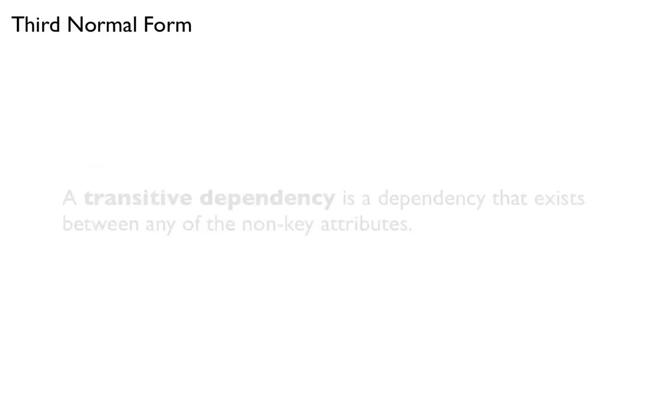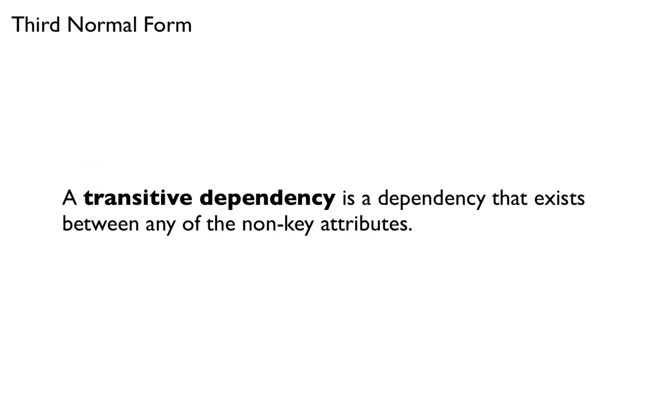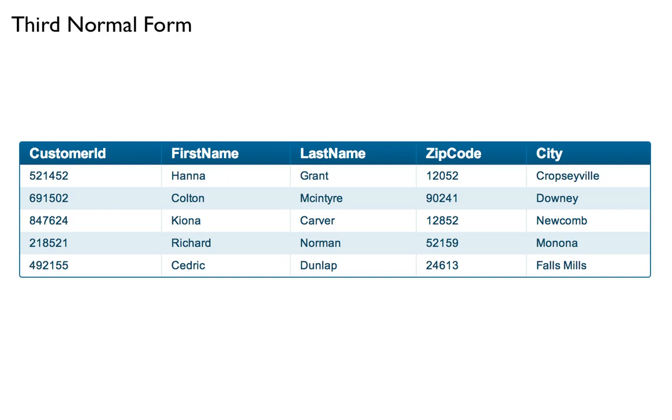So again, you might be asking, well, what is a transitive dependency? And you'll find that the higher the form, the more vocabulary is involved. A transitive dependency is a dependency that exists between any of our non-key attributes. For example, let's have a look at this table. Let's say the customer ID is our primary key, and all the other keys are just our non-key attributes.